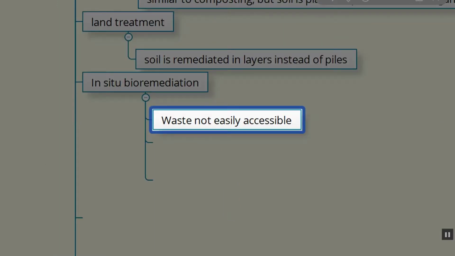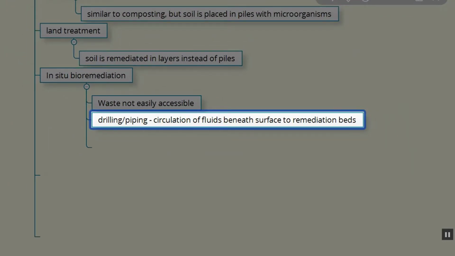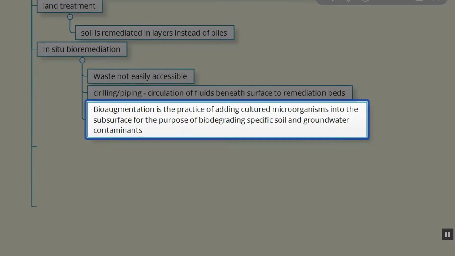Well, sometimes the waste, we just can't get at it because it's buried deep underground, or it's in the aquifer down below, and it requires drilling or piping and a circulatory system being put in, and the water or the contaminants, the water being cycled through biological reactors similar to what we talked about first in bioreactors, and then that effluent from that system being pumped back down into the subsurface where the contaminant is located.